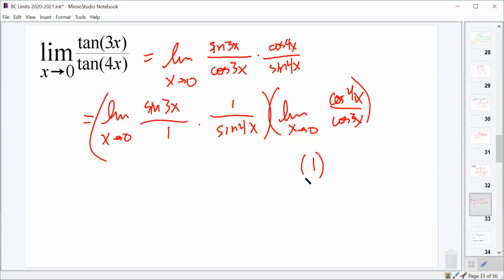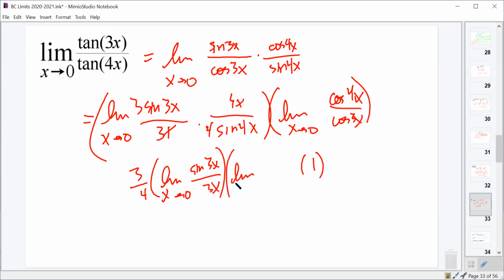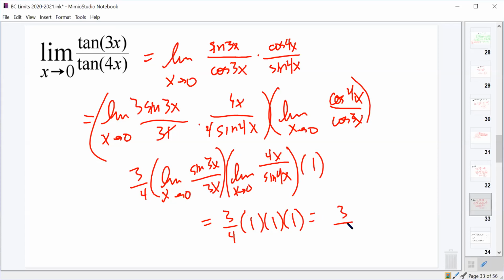But for the sine piece, we'll do what we did before, which is throw in a 3x and a 3 and a 4x and a 4, and pull out the 3/4. And we'll have the limit as x approaches 0 of sine 3x over 3x, and the limit as x approaches 0 of 4x over sine 4x, times the 1. And 1, 1, 1, and the 3/4 multiplied together just gives you 3/4.